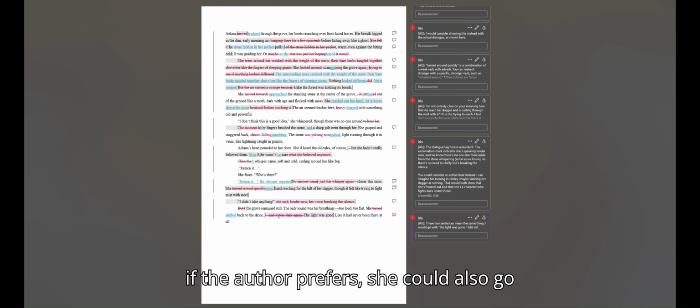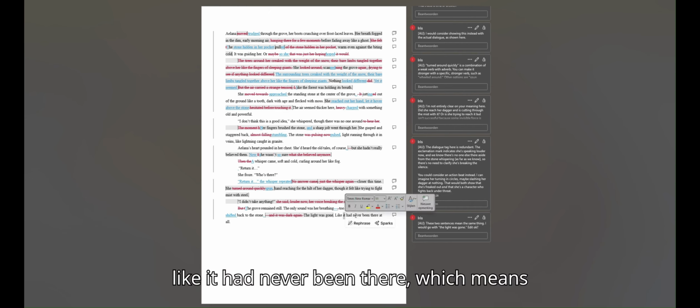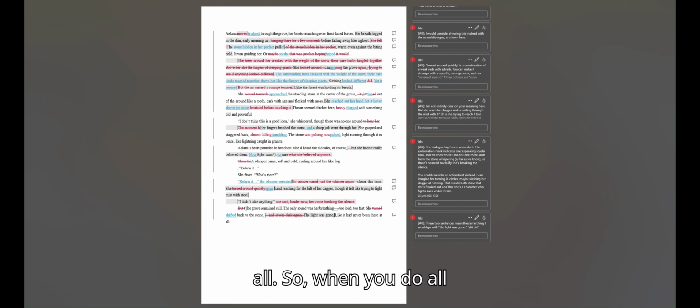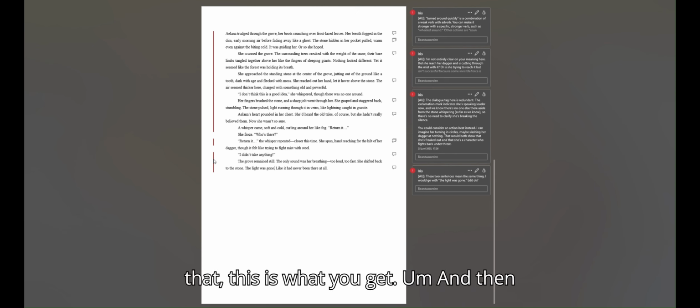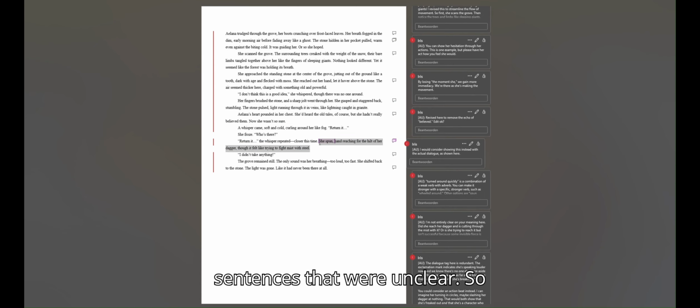But if the author prefers, she could also go with and it was dark again, like it had never been there at all. But since this sentence references there, like it had never been there, which means the light, I would go with the light was gone, like it had never been there at all. So when you do all that, this is what you get. And then, of course, remember, there are still two sentences that were unclear, so the author would definitely also need to revise some of that on their own.